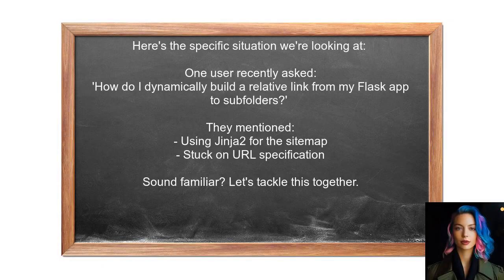Here's the specific situation we're looking at. One user recently asked, how do I dynamically build a relative link from my Flask app to subfolders? They mentioned they are using Jinja 2 to generate the sitemap but are stuck on how to specify the URL correctly. Sound familiar? Let's tackle this together.